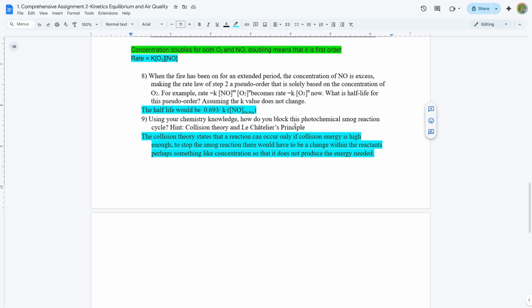For number 9, it says, how do you block this smog reaction? Well, collision theory states that a reaction can only occur if collision energy is high enough. So to stop the reaction, there would have to be some type of change within the reactants, like a concentration change, I assume, because that would probably change how they react, or if they're able to react to produce the products. I think if concentration changes, it might change the amount of energy needed, which will stop the reaction.